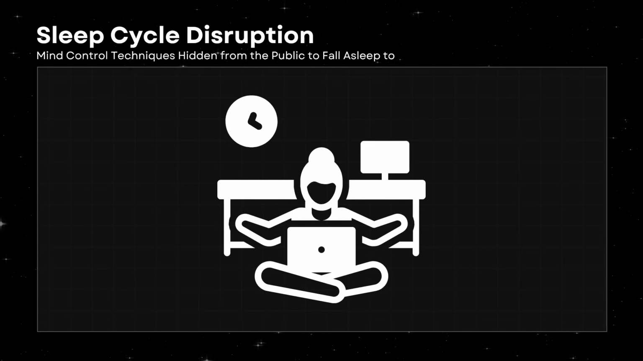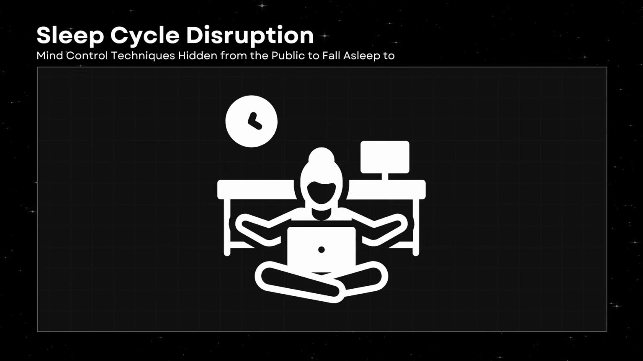Sleep cycle disruption is the method of interfering with natural sleep patterns to reduce mental clarity and increase suggestibility. When a person does not get enough quality sleep, especially deep sleep, their brain cannot process information well. Over time, this leads to fatigue, poor judgment, and emotional instability. In this condition, people are less likely to question ideas, challenge authority, or think critically. They become easier to guide, influence, or control.